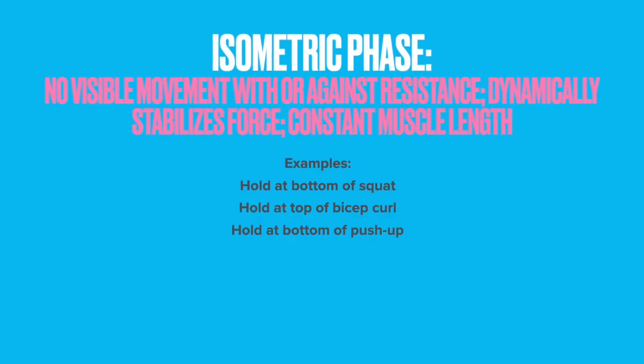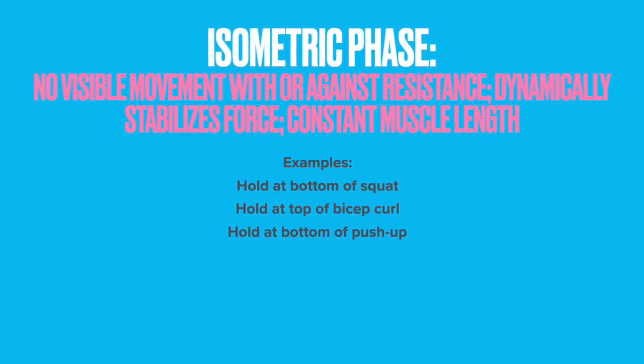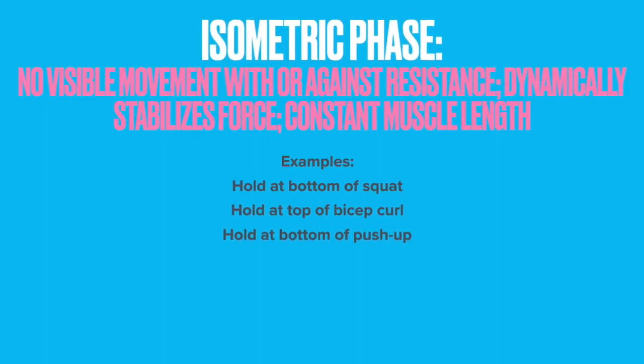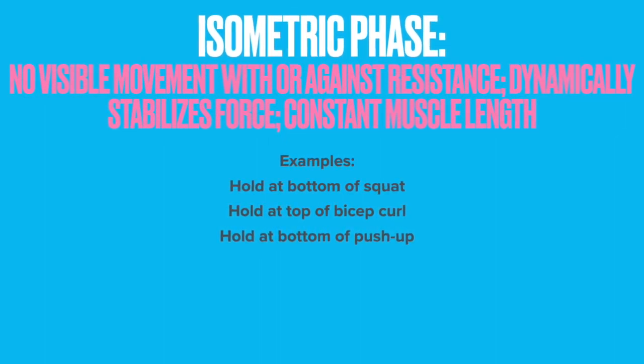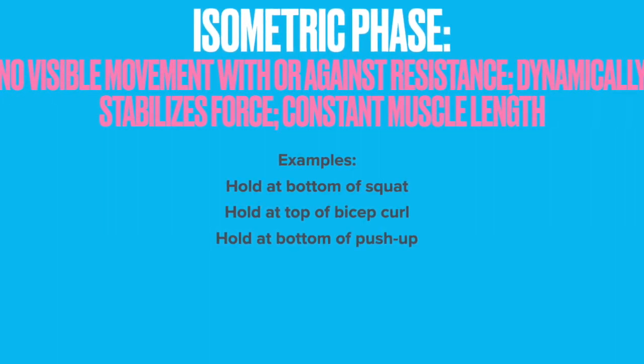The transitional phase between eccentric to concentric or vice versa is the isometric phase. This phase occurs when there is no visible movement with or against resistance. This phase is where dynamic stabilization occurs. It is also when muscle length is constant.